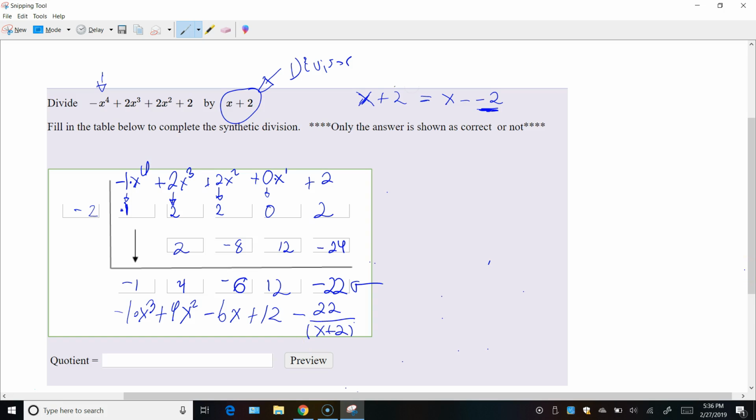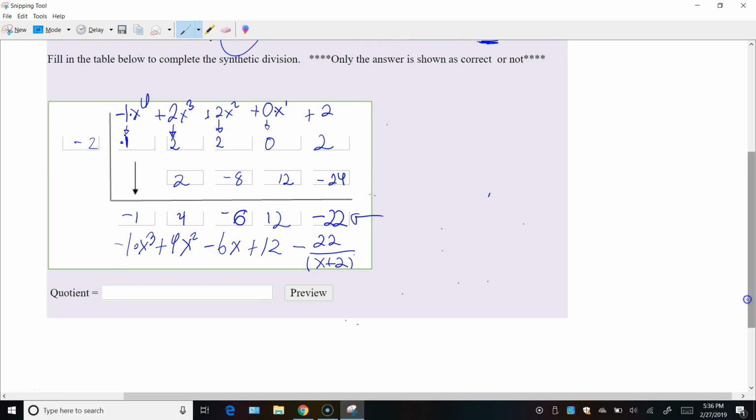If you're in my class, please be careful when you enter this, because it has to go into this box right here. So when you enter it in the box, you type it as follows. Negative, for example, x cubed plus 4x squared minus 6x plus 12 minus 22 over x plus 2. So the division symbol becomes the forward slash, and then you put the divisor after the slash. And make sure you enclose the divisor within parentheses.